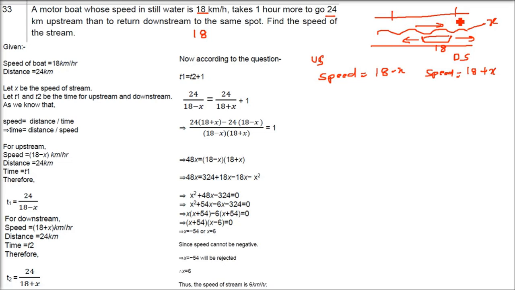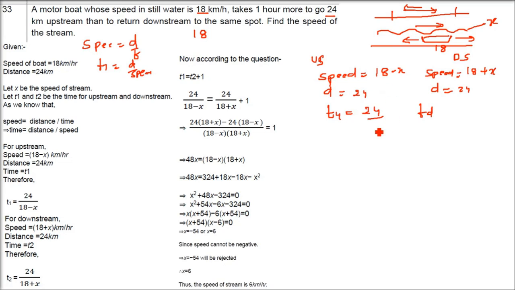What is the distance? From here to here, either way, the distance is 24. So when the distance is 24, the speed is what? Speed is distance by time. Time is what? Distance by speed. So this T1, or you can say TU. Better is to say TU. TU is upstream, TD is downstream. So now this time will be distance by speed. So 24 by 18 minus x and 24 by 18 plus x. Distance remains same for both the sides.